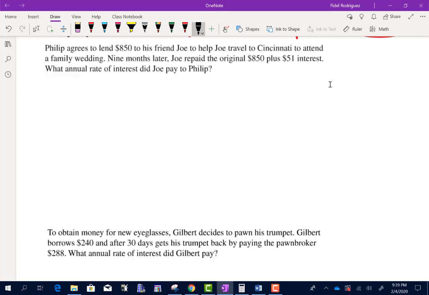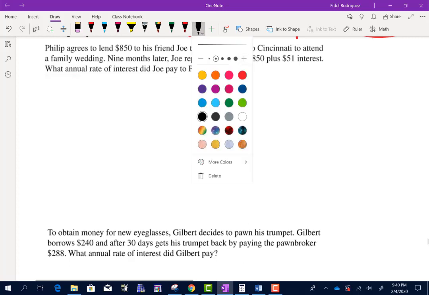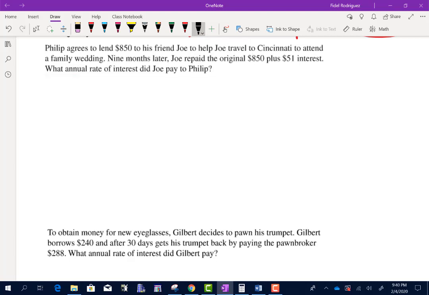All right. Let's take a look at these next couple of problems. It says, Philip agrees to lend $850 to his friend Joe to help Joe travel to Cincinnati to attend a family wedding. 9 months later, Joe repaid the original $850 plus $51 in interest. What annual rate of interest did Joe pay to Philip? Okay, so look what the question is asking me to find. It's asking me to find the annual rate of interest.